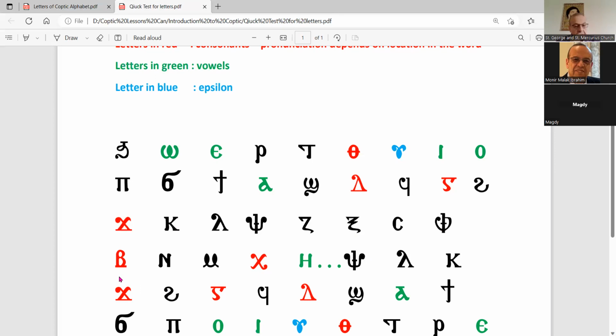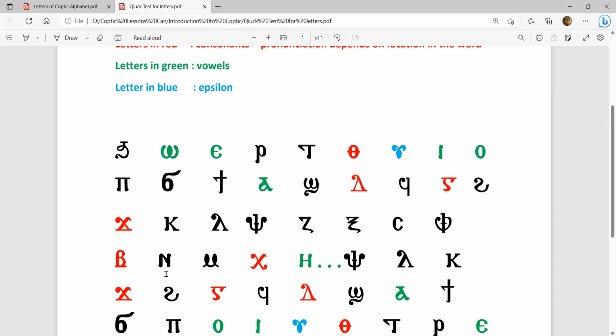The next one at the beginning of the next line on the left is vita. The one in black is nay. Next one in black is may. Then the one in red is K. The last one in green is H.